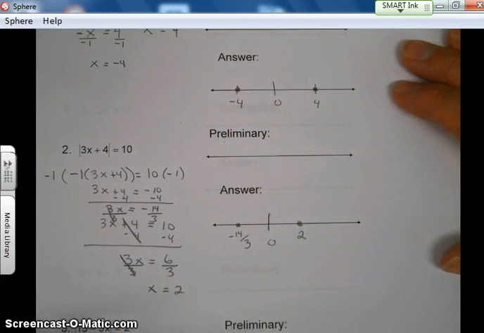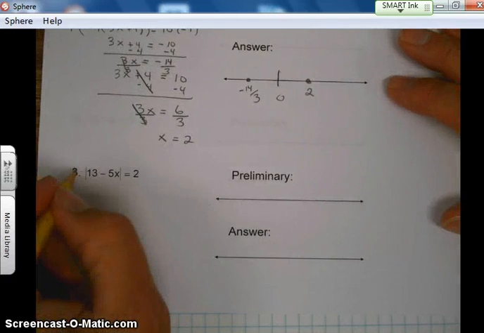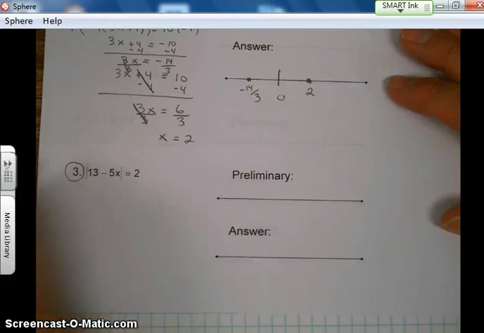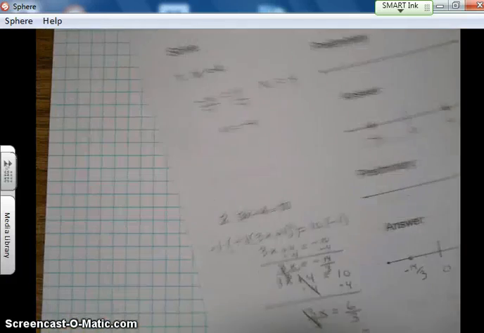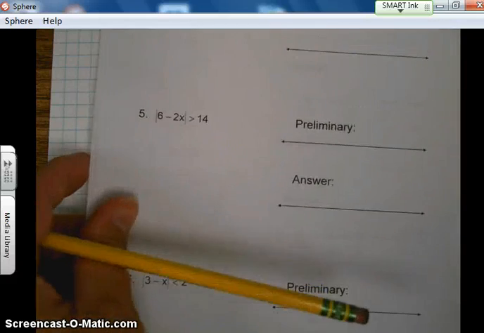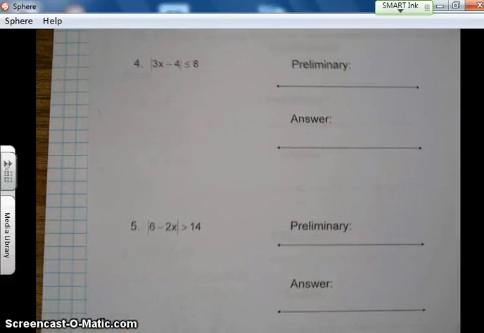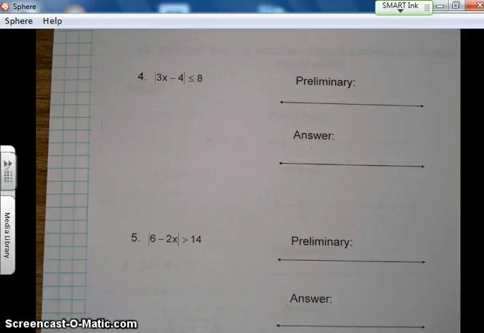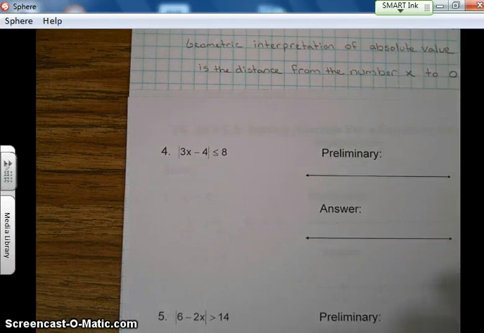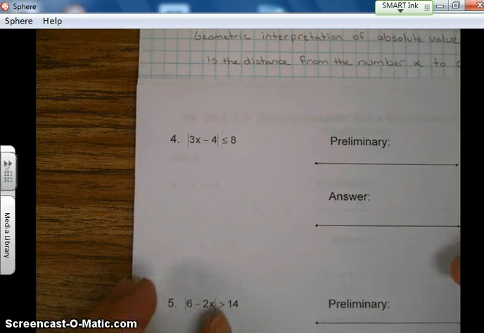Okay, so why don't you go ahead and try number 3. In class tomorrow, I will check to see if you have it correct. So turn the page. Now we have absolute value inequalities. Okay, same procedure applies here for number 4 when dealing with inequalities.